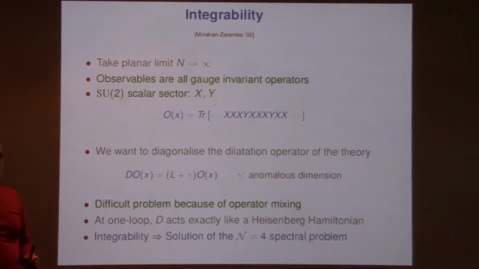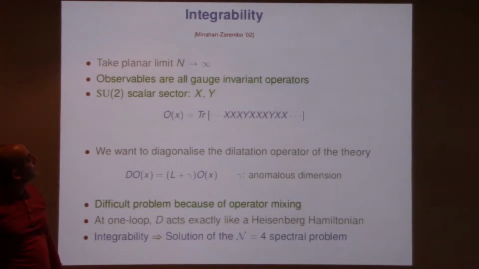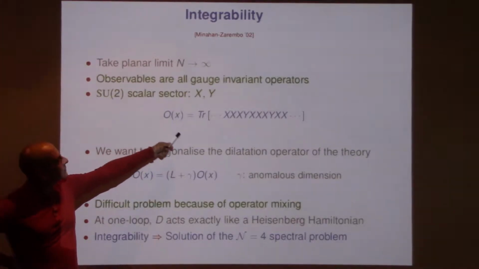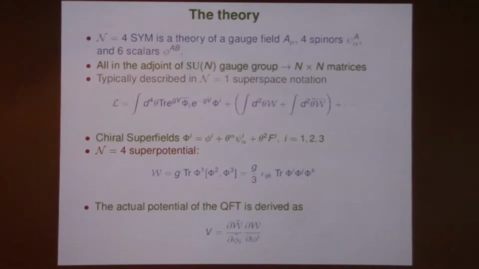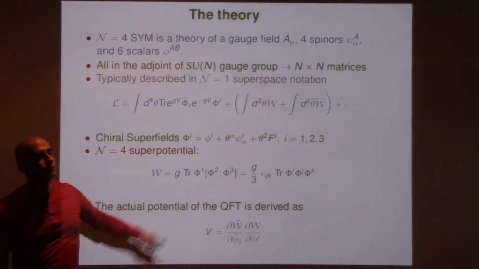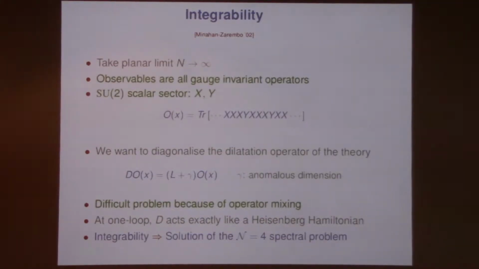Now, Minahan and Zarembo, as you also heard, argued that this theory is integrable. At least their work was in the scalar sector. The way that works is you take the planar limit, and they found out that the observables of the theory are the gauge invariant operators. If you write your operators like this, so this is an operator in N=4 SYM, you can write it in terms of the scalar fields of the theory. It's some combination of the scalar fields, where X, Y, and Z are exactly phi 1, phi 2, phi 3.